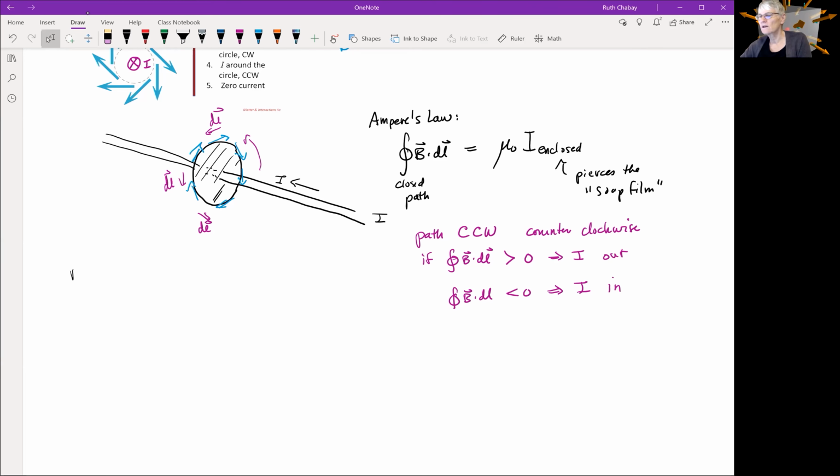So remember that B dot delta L is going to be the absolute value of B times the magnitude of delta L times cosine of theta, or Bx delta x plus By delta y plus Bz delta z. So it's something that's really very familiar with what we've been doing before.